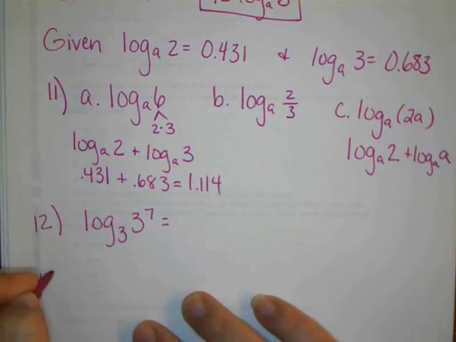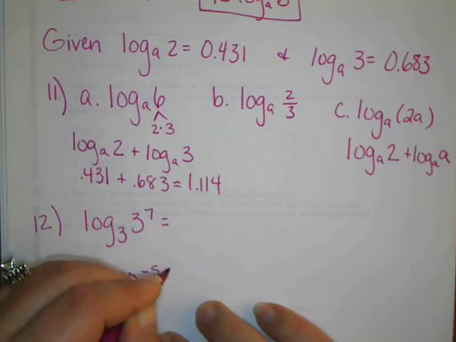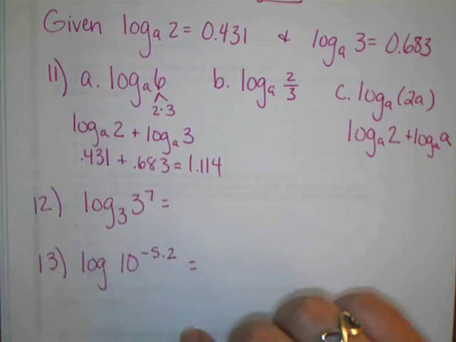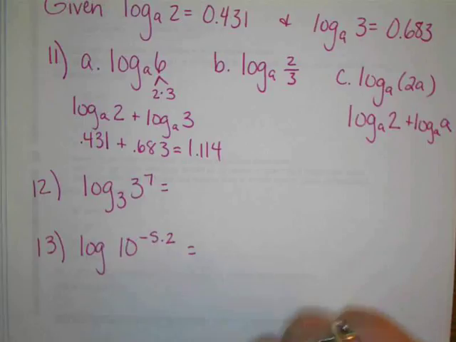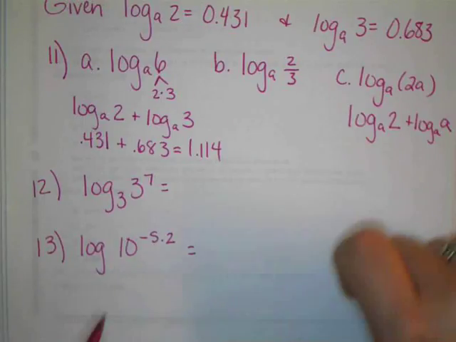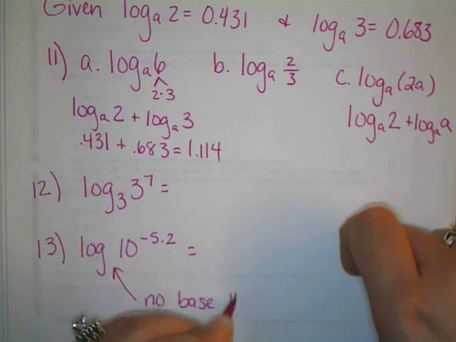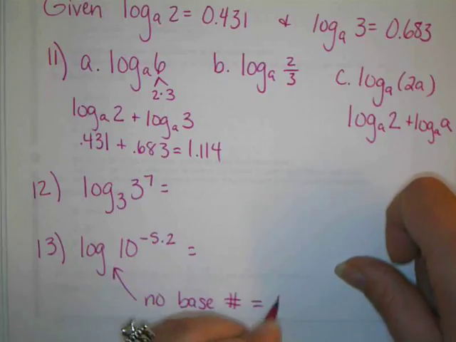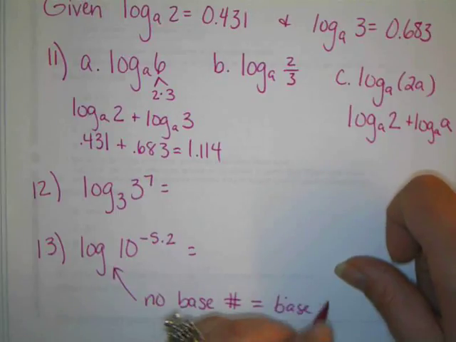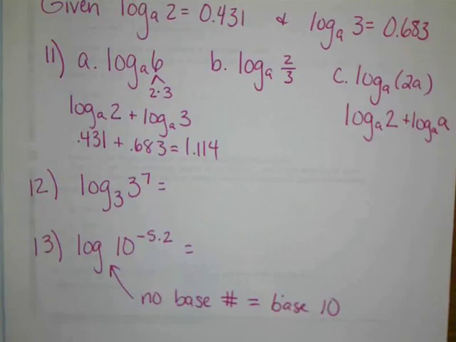And the last thing, there's a couple little short ones I'd like you to solve as well. 12 and 13. Now here's one hint. If there's no base number here, no base number means it's a base 10. Base 10 is the implied number. You don't need to type that in your calculator. Your calculator will recognize that. So that's it. Finish these up, please.